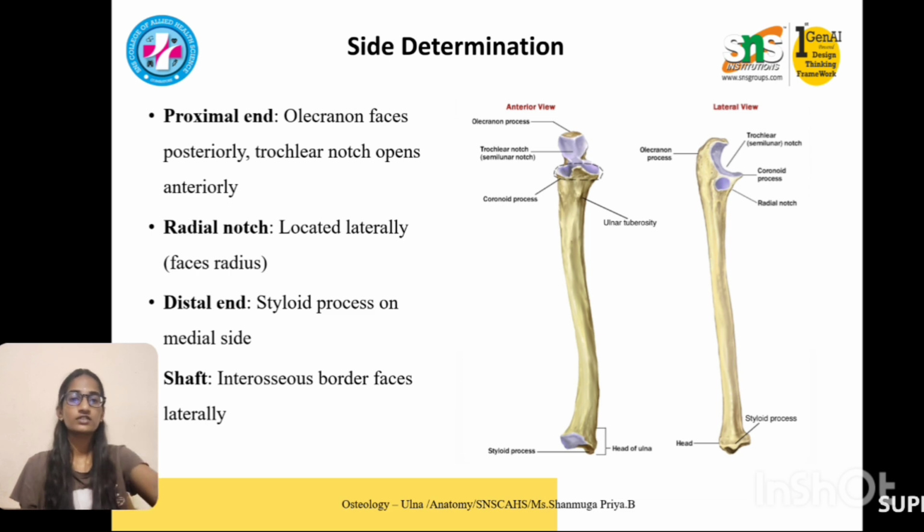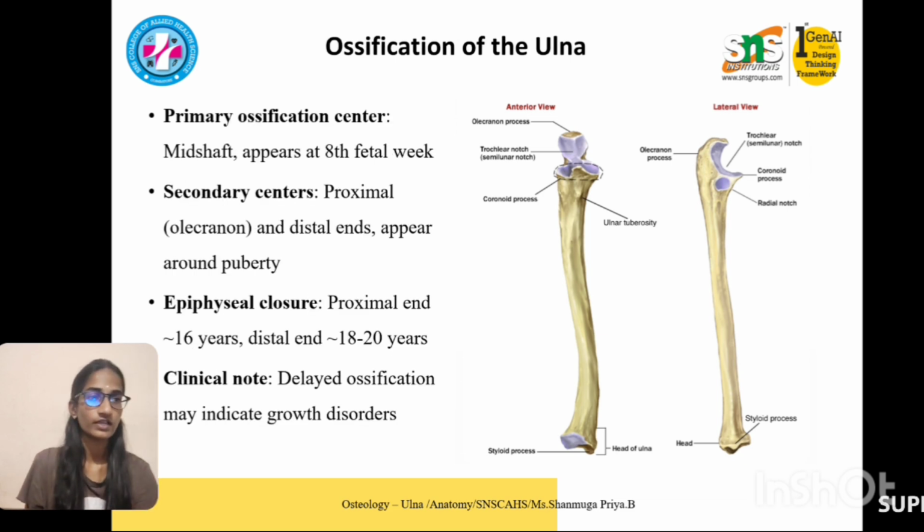Next, regarding the ossification of the ulna. Primarily we have two centers, the primary center and the secondary center. The primary center is in the mid shaft at the 8th fetal week, and the secondary centers at the ends appear around puberty. Closure of the proximal end occurs at the age of 16 years and the distal at 18 to 20 years. Delays could signal growth issues.